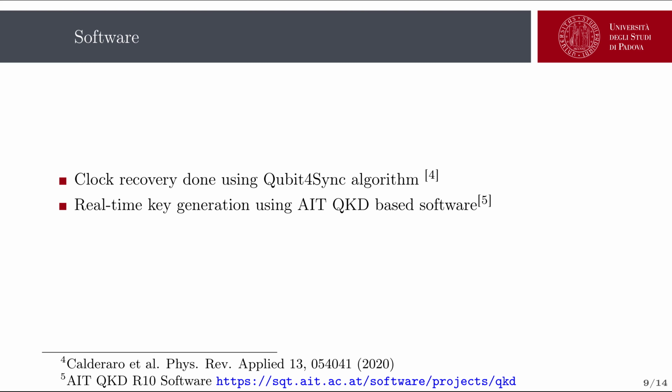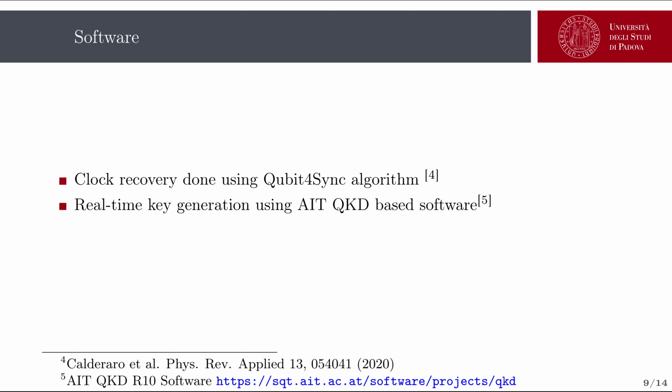One of the objectives of our experiment was to remove the need of clock distribution hardware, and to do so we modified the Qubit4Sync algorithm, an algorithm that is able to reconstruct the transmitter clock and retrieve the information about the timing of the sent qubits, just looking at the received timestamps. And this is, as far as I know, the first time someone performed a QKD experiment without having a clock distribution system.